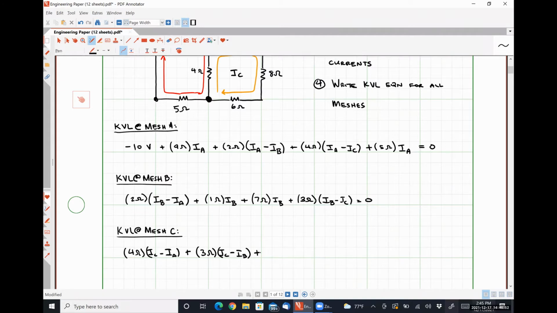Joel, what comes next? 8 ohms times IC. And Nick Duncan, what comes next? 6 ohms times IC. Thank you, sir. So we have 1, 2, 3 equations. We have 3 unknowns. We can now solve this system using our calculators. So I invite you guys to spend the next 2 to 3 minutes doing just that.